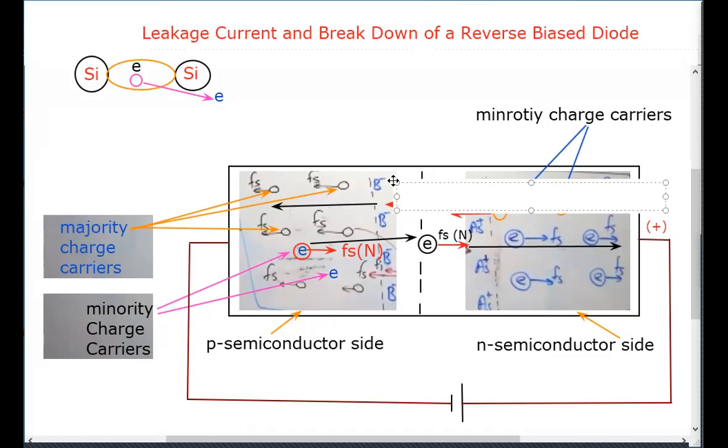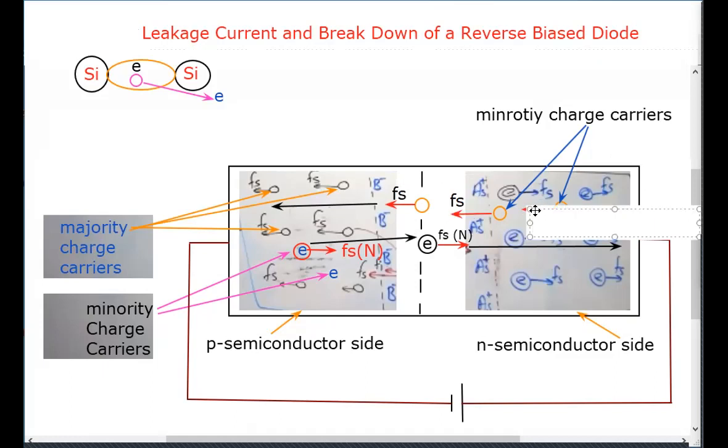So the force given by the supply voltage Fs directed on the holes from P to N. So due to the Fs force, holes are moved from N semiconductor side to the P semiconductor side. That's what I want to tell you, right?